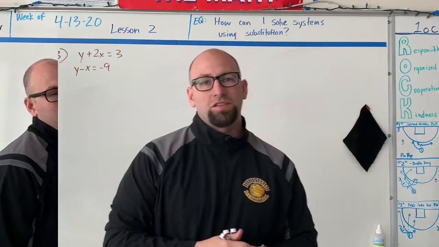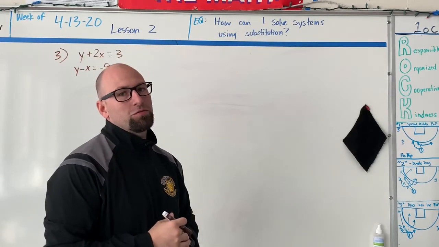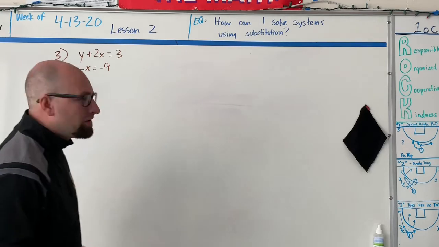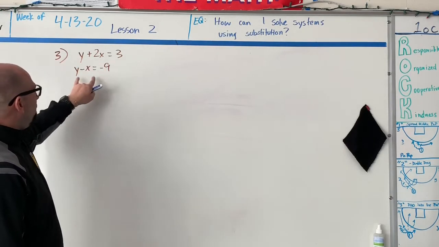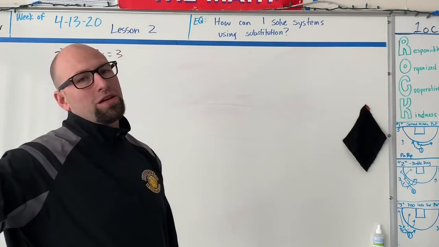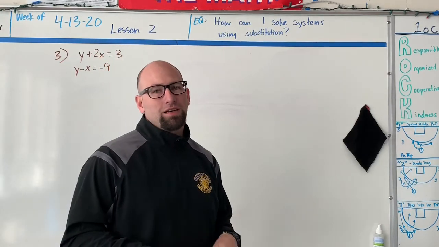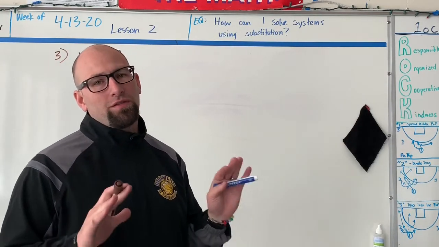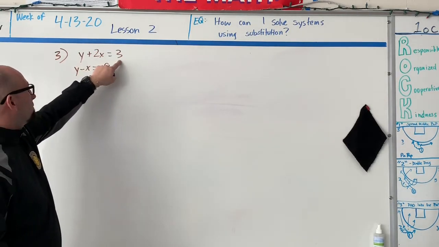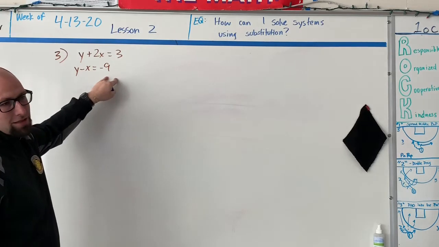All right. So this is the last one I'm going to do. This one is a little bit more difficult, but not crazy. So here's the reason. The variables are both on the same side of the equation, and what we've got to do is make sure that one of the variables is isolated. That's the first step you've got to do. So we've got y plus 2x equals 3 and y minus x equals -9.